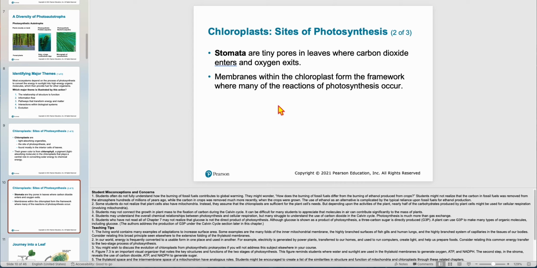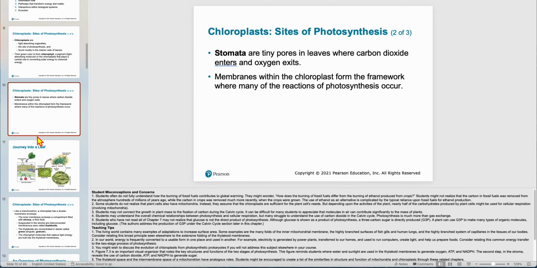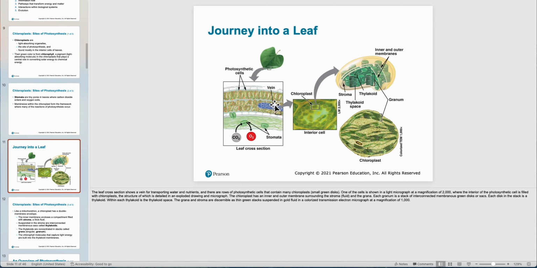Tiny holes called stomata. Okay, now we go to a picture. And as you've noticed by now, pictures are very important. So in this first picture, we have a picture of a leaf.